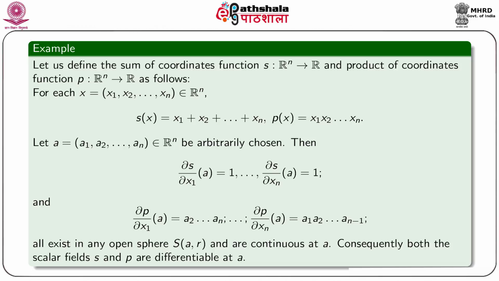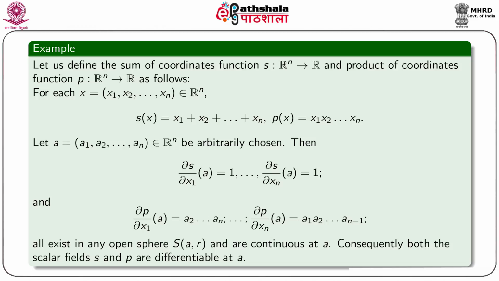We select some point a equal to a1 up to an in R n. We can easily check that del s del x1 at a is 1, up to del s del xn at a is 1. So, for the scalar field S, all the partial derivatives exist in some open sphere with center at a, as well as all of them are continuous at the point a. So, S is differentiable at the point a. Similar things happen whenever we consider the scalar field P also.